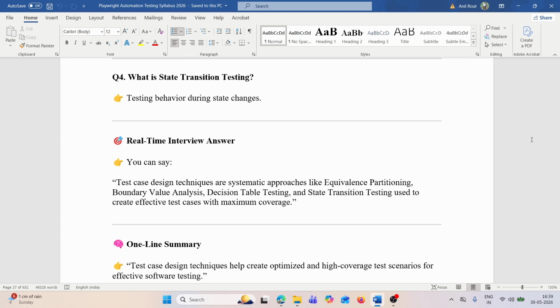So in summary, test case design techniques help create optimized and high coverage test scenarios for effective software testing.